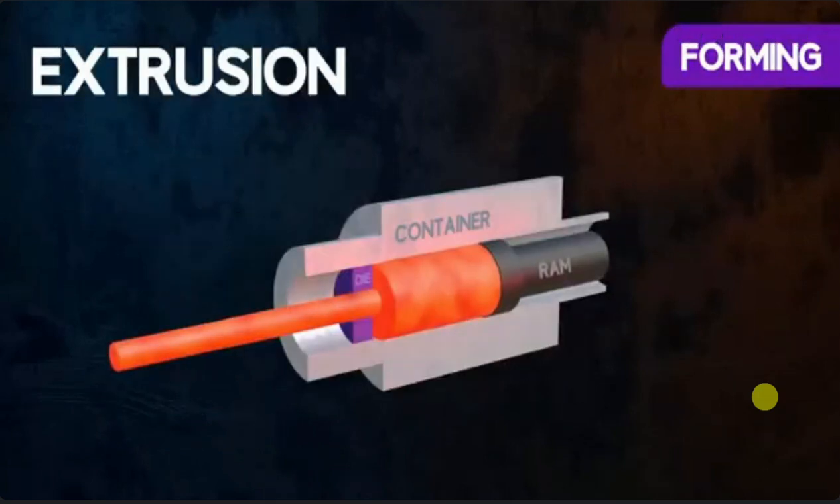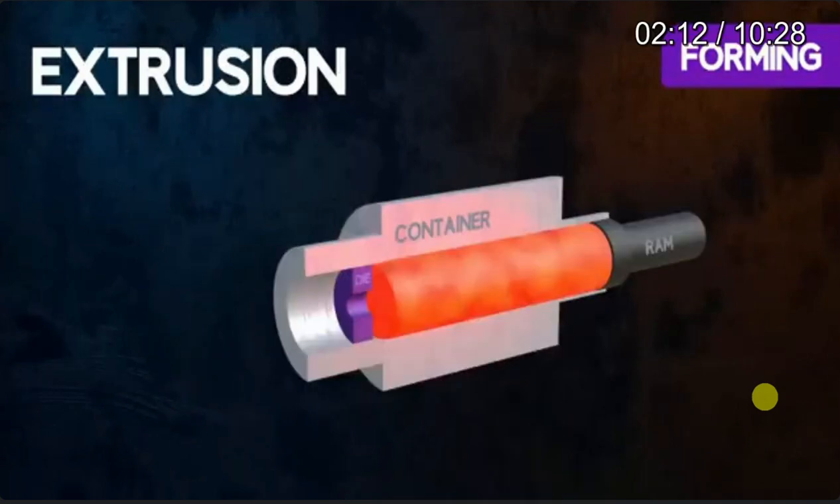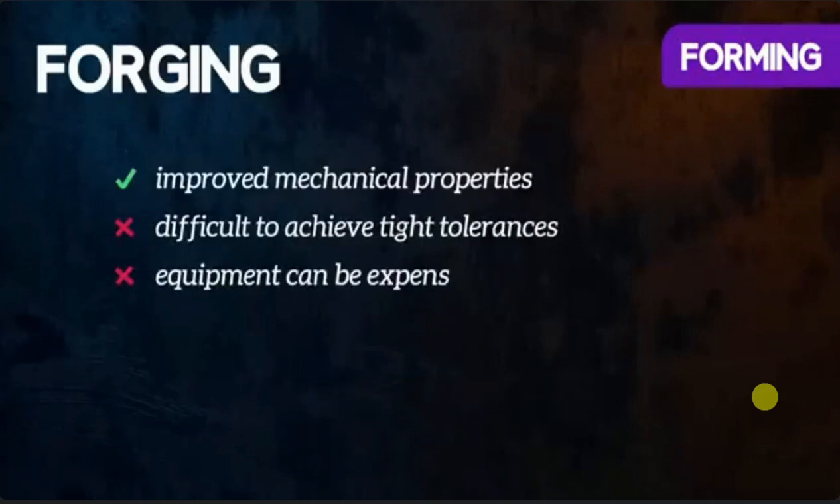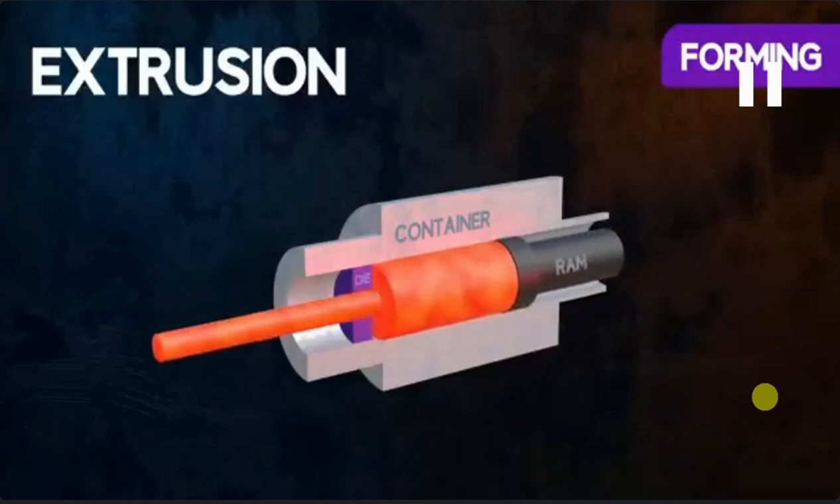Next, the other working is extrusion. Extrusion provides an excellent surface finish, but the required equipment can be expensive. Extrusion is a continuous process which involves placing hot metal in a chamber and using a ram to force it through a die.